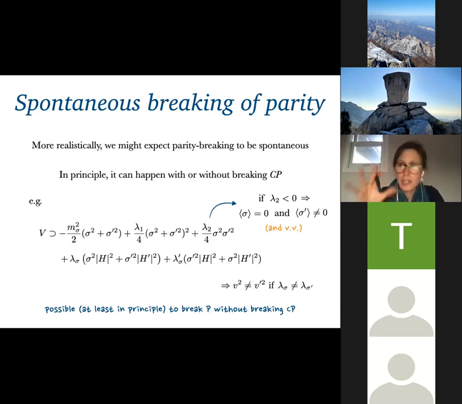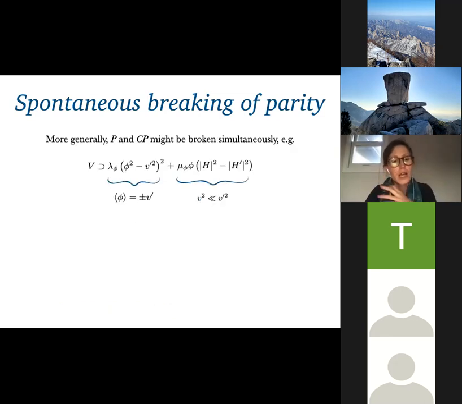So I'm not suggesting that this is the most beautiful implementation of a spontaneous parity breaking in these models. I just wanted to emphasize that it is at least in principle possible to break parity without breaking CP. And in that case, the value of theta bar will again remain at least as small as it is in the standard model. Of course, more generally, we might suspect that breaking parity will also involve breaking CP.